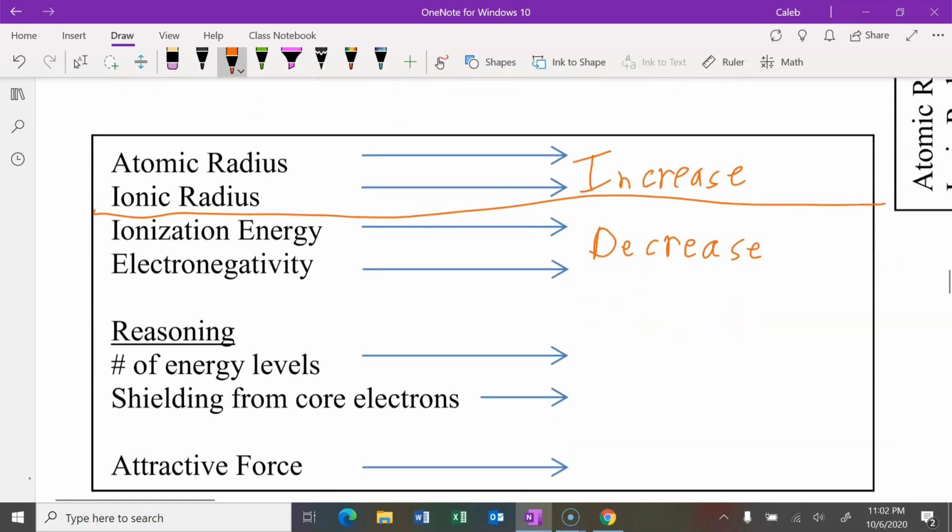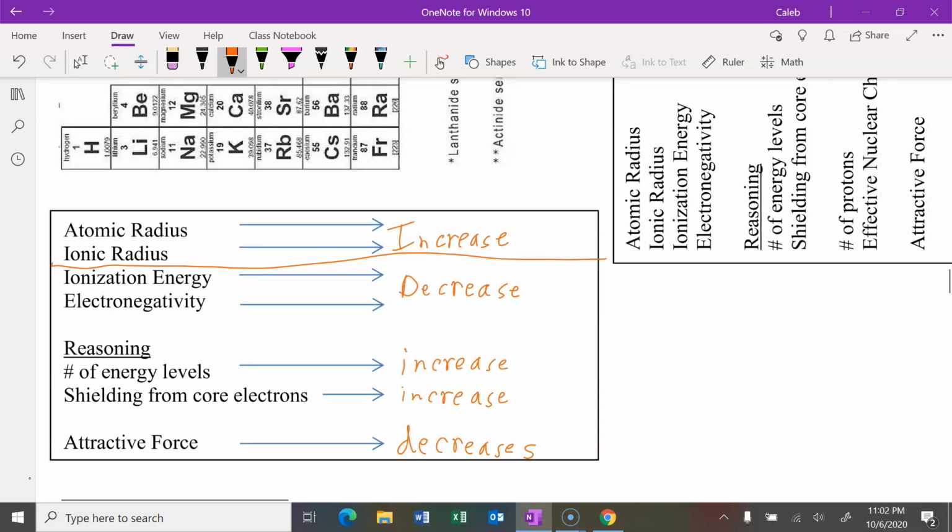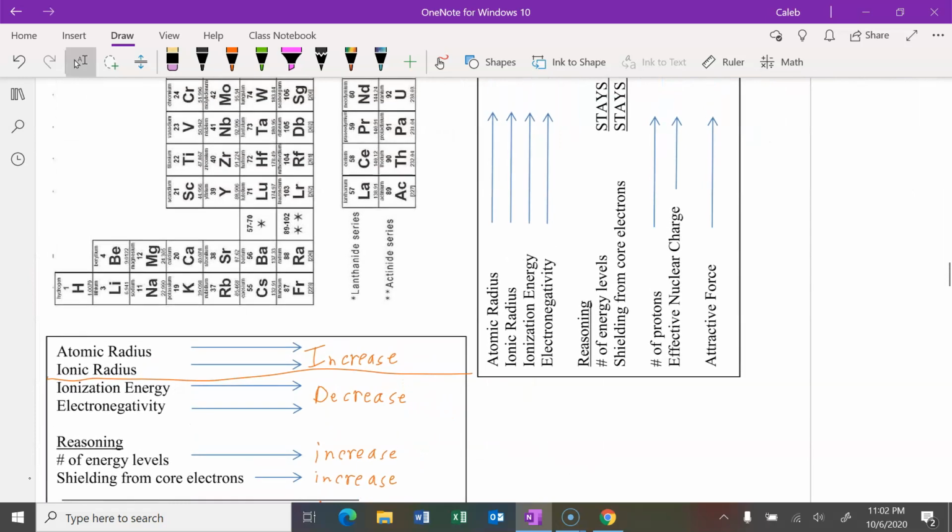And the reasoning is right here. The number of energy levels going down a group increase. The shielding from core electrons increase. And the attractive force decreases. Because we have more energy levels, that's actually going to cause a weaker attraction to the nucleus because you've got more shielding and a greater distance from the nucleus.